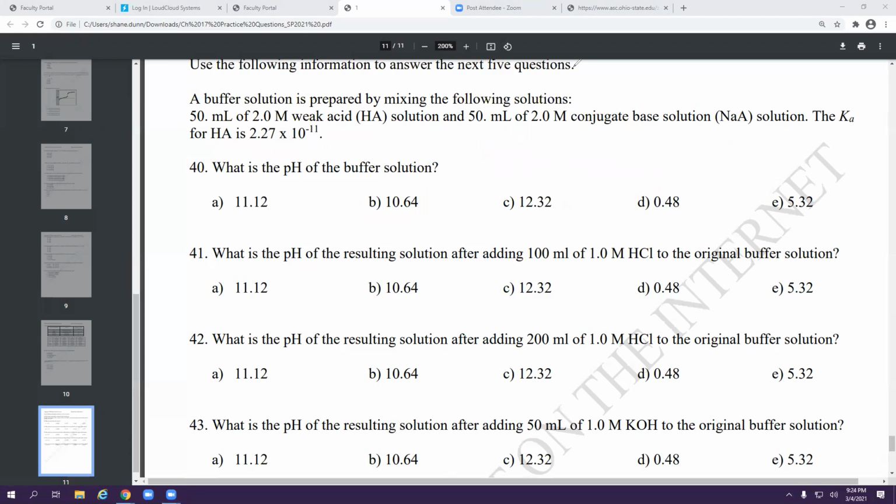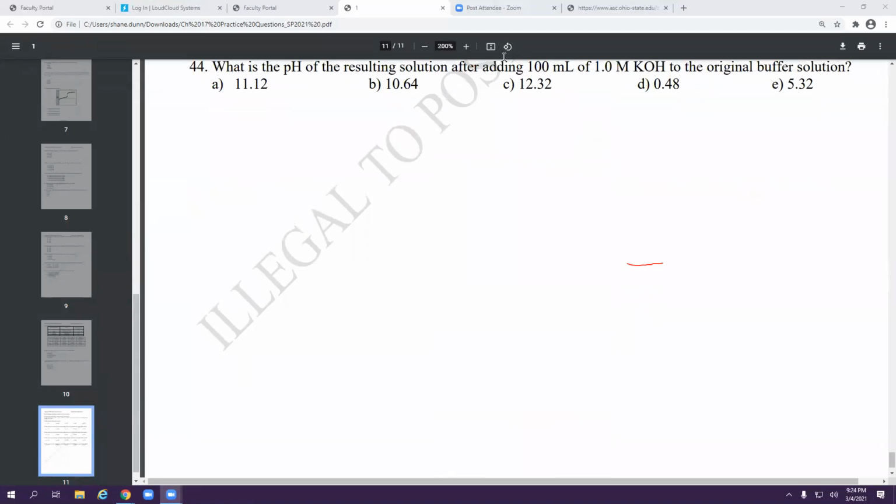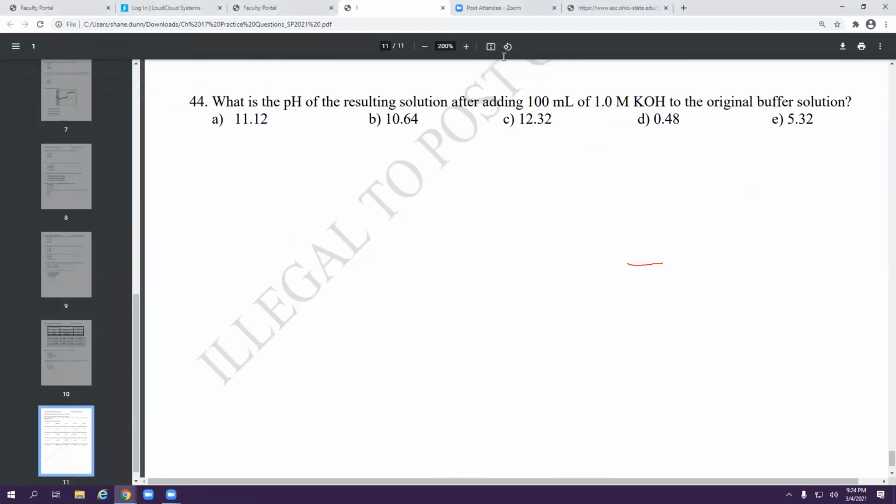Okay, for 41, what is the pH after adding an acid, right? So now, I'm gonna scroll all the way down because I need the room to do this. So now we're doing 41 down here. So I have an HA. Oh, sorry, my bad. We're adding an acid, right? That's going to react with the conjugate base to make HA.